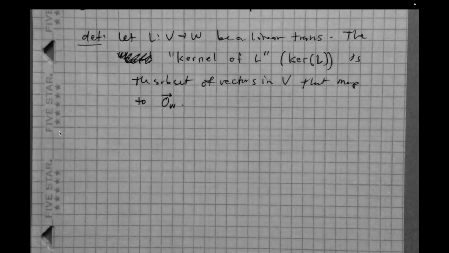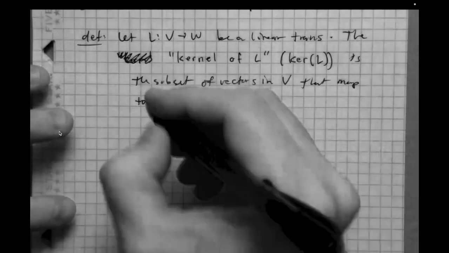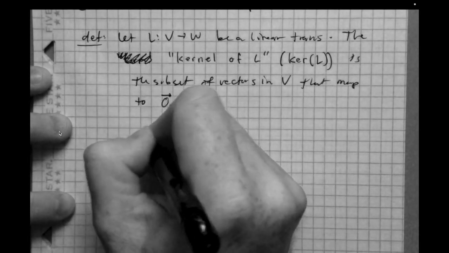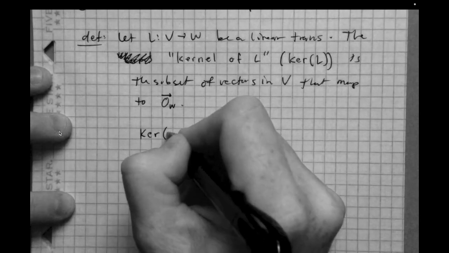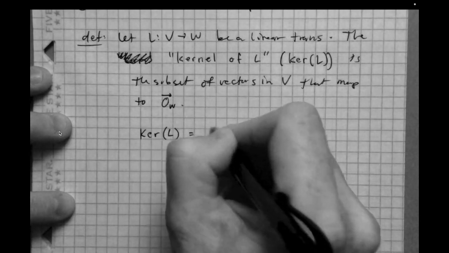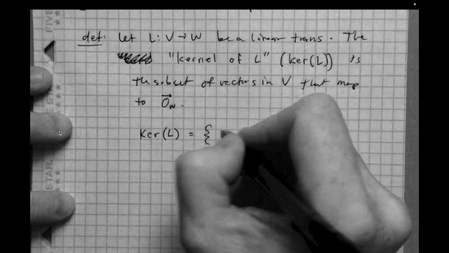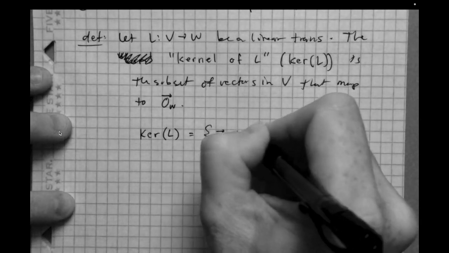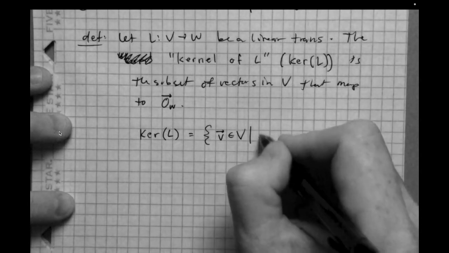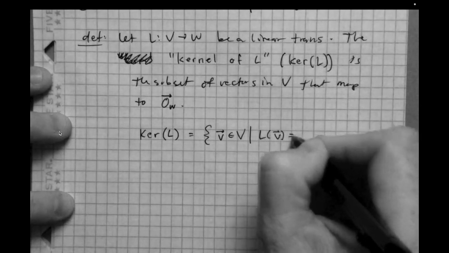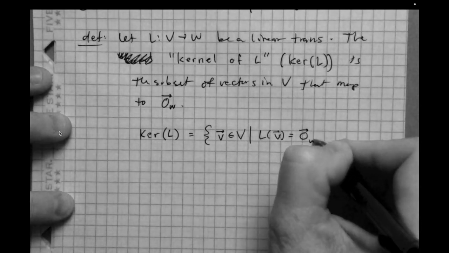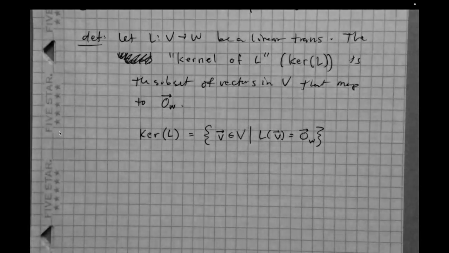The kernel is all the vectors in V that map to 0 under the linear transformation L. Another way to write it is that the kernel of L is equal to the set of v in V such that L of v equals the 0 vector in W. That's a set notation way to think of it, and that's what we mean by the kernel.